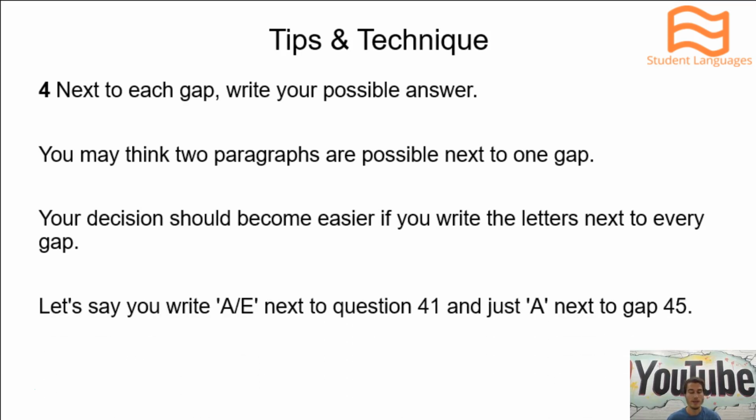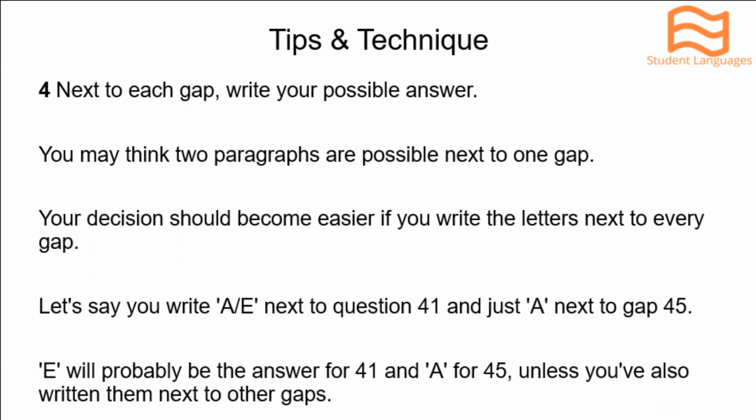And then let's say, for example, that you write A and E next to question 41, and you have just written the letter A next to gap 45. Then we know that E will probably be the answer for question 41, and A will probably be the answer for question 45. Unless maybe you've also written E and A next to other questions as well. But if you haven't, this is a good theory to follow. E will probably be the answer for question 41, and A will probably be the answer for question 45.